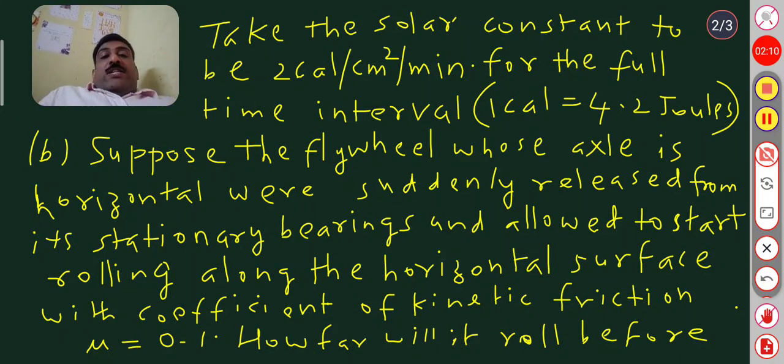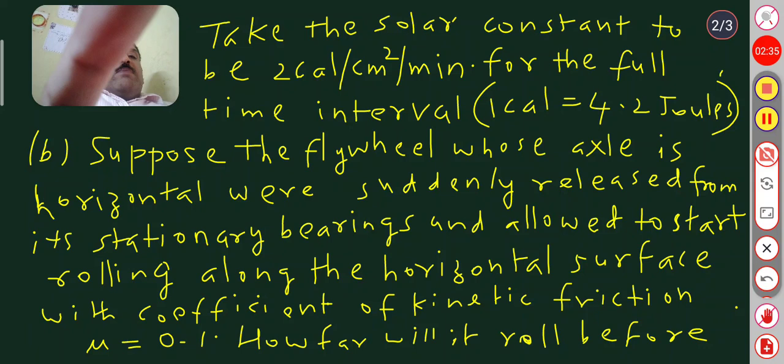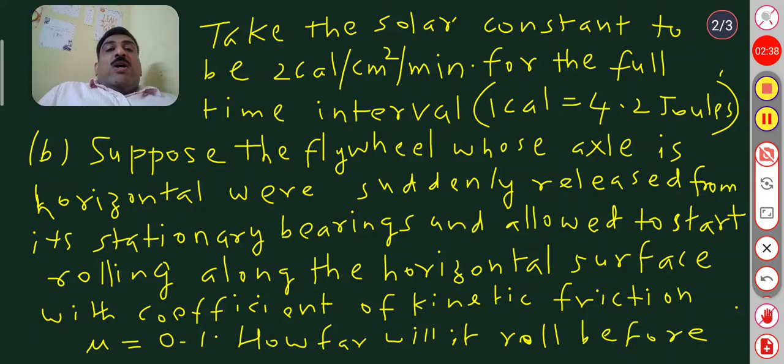And the solar constant, as you know, what is solar constant? It is the amount of radiation which is falling per unit area per unit time normal to any given surface. That is the solar constant. For the entire time interval, the solar constant is given to you as 2 calories per centimeter square per minute, and as we know, 1 calorie is equal to 4.2 joules.